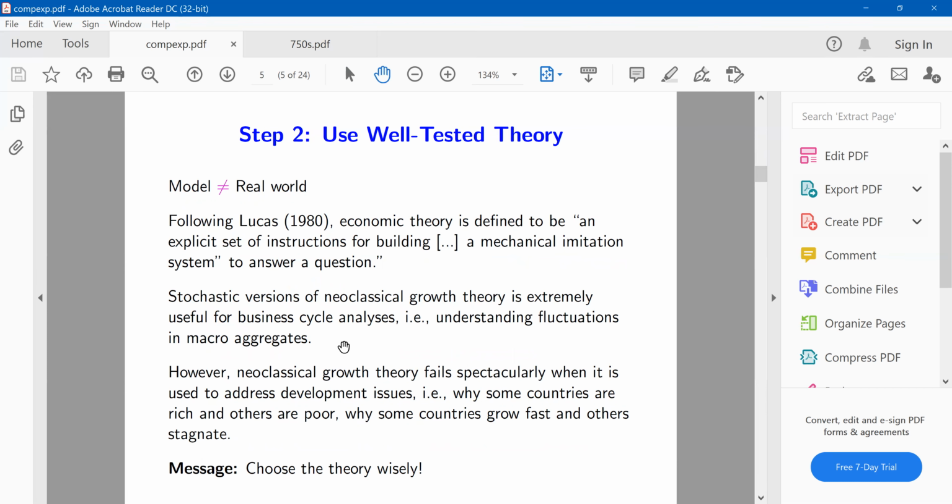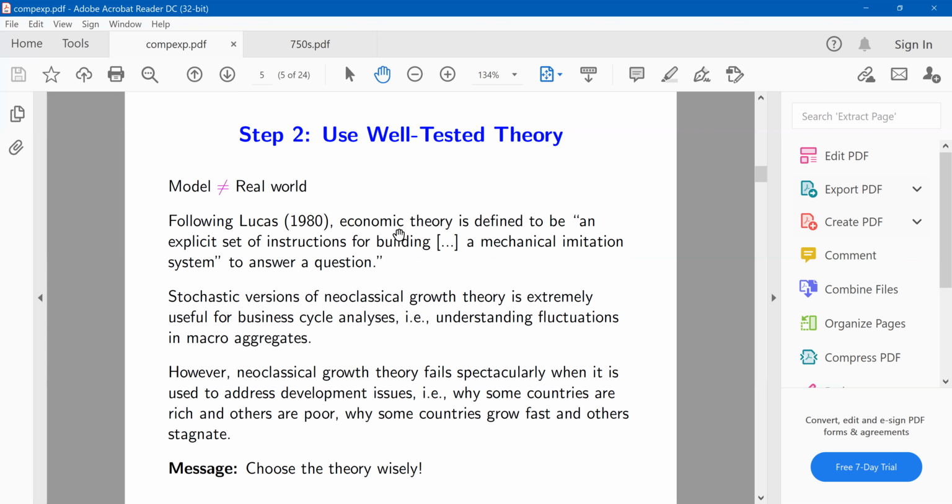Now, the second step. In the second step, you choose your theory. Okay. Now, the important principle here is that the model is not the real world, right? So that's one of the fundamental principles of economic modeling. Okay. So you want to have this model represent certain features of reality. Okay. But you must always remember that this is not the real world.